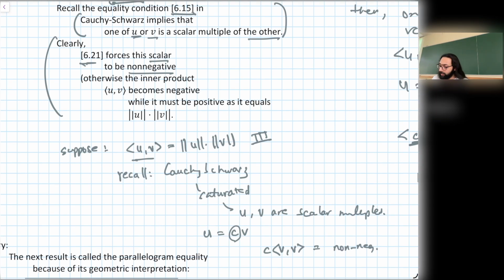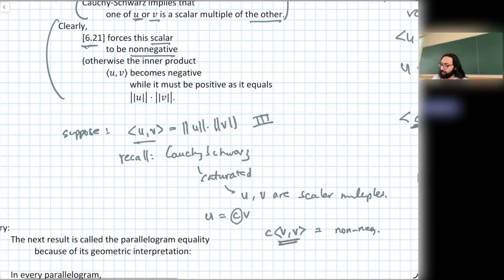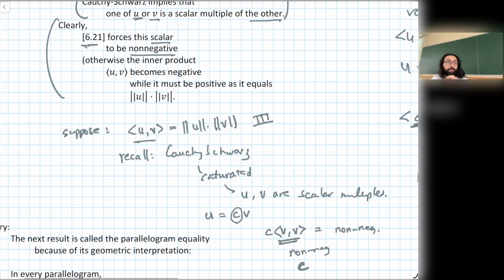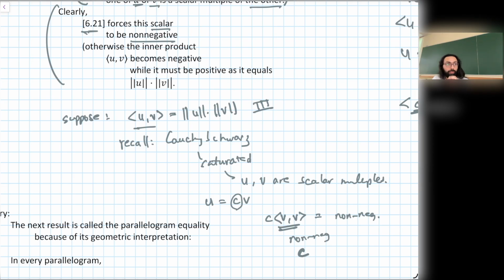Can this thing be negative? From the inner product, it cannot be, right? The inner product of any vector with itself is non-negative, by positive definiteness. So this is also non-negative. But that's what we wanted to show, right? We just wanted to show that U and V are non-negative scalar multiples of each other.